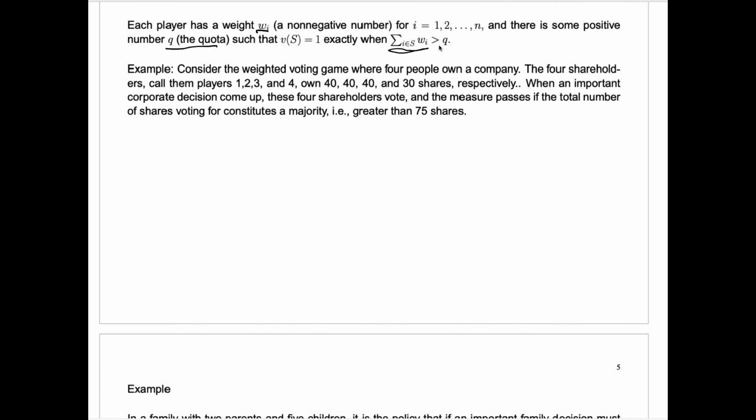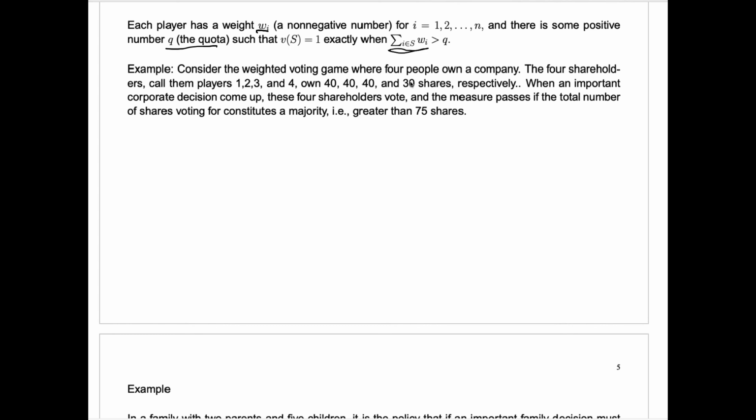Here's an example. Common examples might involve a system where you have people who own stock in a company. Each stockholder has maybe a different number of shares of stock. The weight w sub i might represent the number of shares for player i. Here we'll do a simple example where we have only 4 people who own shares in a company. All the shares in the company are owned by these 4 people. And the 4 shareholders, let's call them players 1, 2, 3, and 4, own 40, 40, 40, and 30 shares, respectively. So there are 150 total shares in this company.